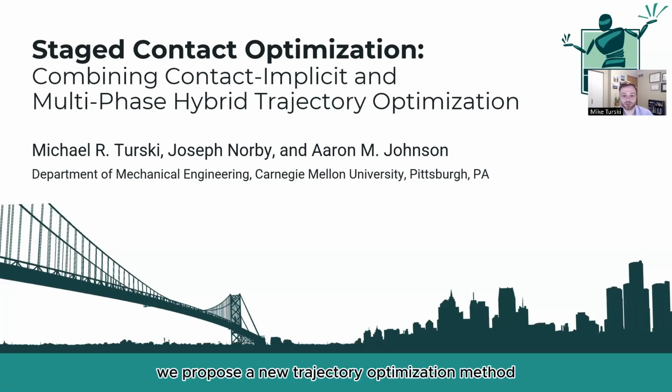In this work, we proposed a new trajectory optimization method for legged robots, stage contact optimization, or SCO. SCO combines aspects of contact-implicit optimization and multi-phase hybrid trajectory optimization to solve two main goals. One, allow the contact sequence to vary so that SCO can find results without a predefined contact sequence. And two, provide a full order optimization result for a given system and desired behavior.